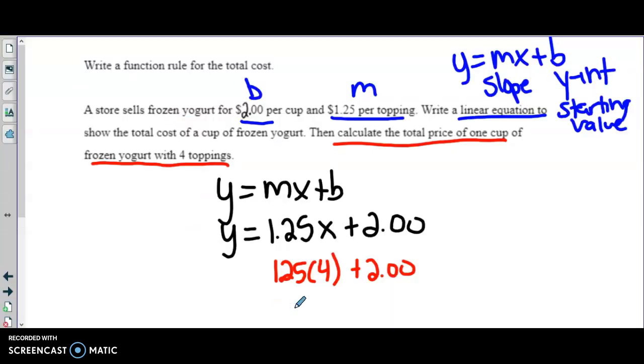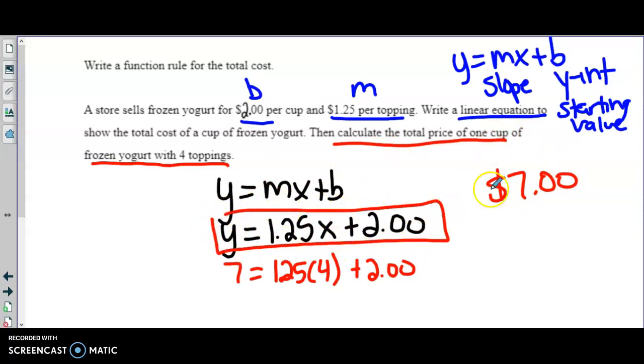And since it's money, we're not just going to write it as 7. Since it's a real world problem, we're actually going to write that as $7. So this was your rule, and this was your cost for a frozen yogurt with 4 toppings. And that's it. Good luck on this quick check.